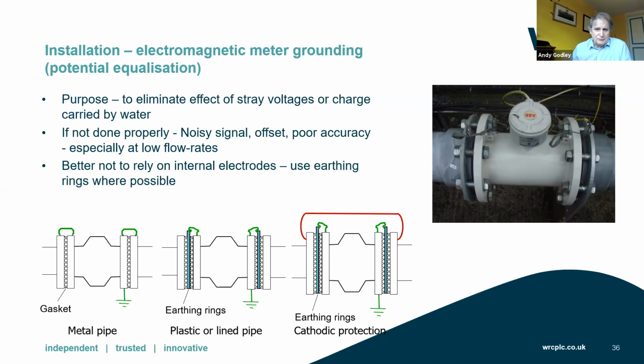And this is becoming much more of a problem with modern low-powered meters than it used to be in the olden days with the larger, mains-powered meters. And wisdom at the moment, even from the meter manufacturers, is to say, don't rely on earthing electrodes within the meter body, use grounding rings, earthing rings, and ensure that they're all connected up and everything is connected to a common potential to eliminate these stray voltage effects.